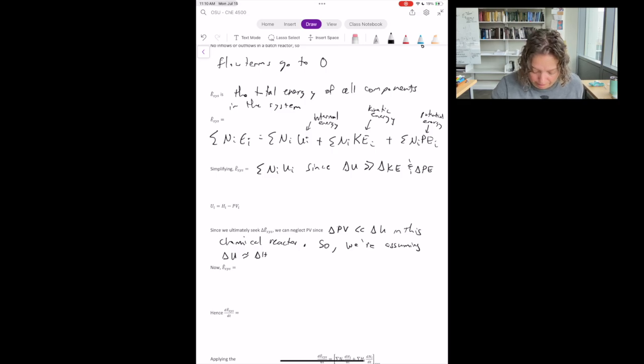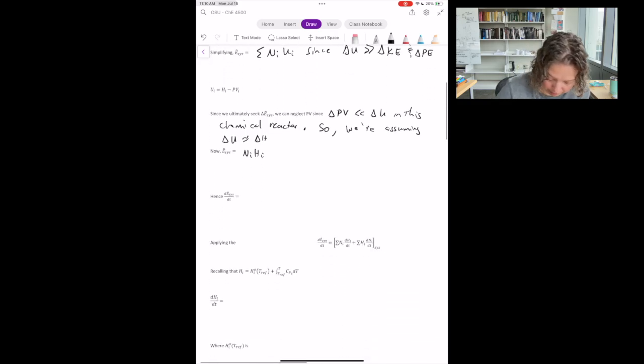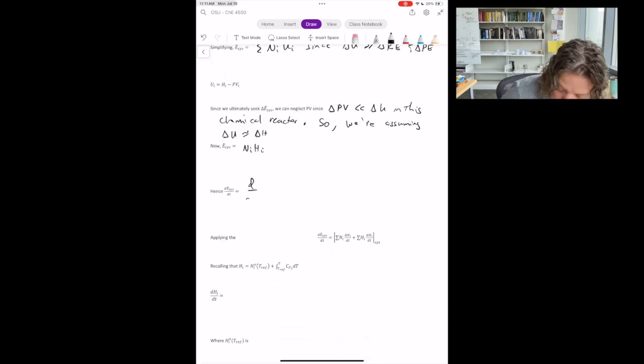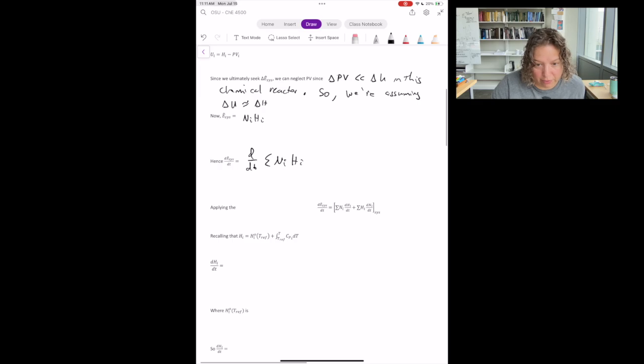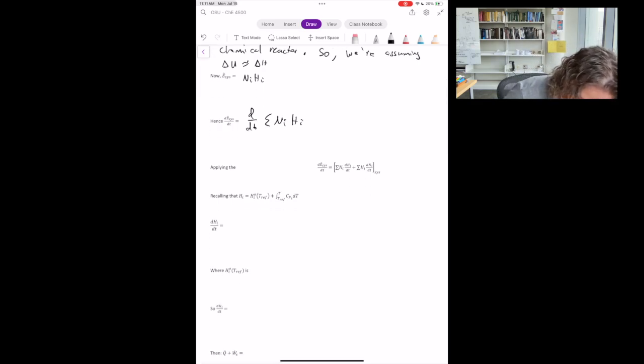That's an argument that is made often when looking at chemical reactions. This then says that the energy of the system is going to be approximately equal to the sum of NiHi, and so that means that this dE-sys/dt term is going to be d/dt of the sum of NiHi. Okay, so now we're getting somewhere. Next thing we want to do is apply the product rule.